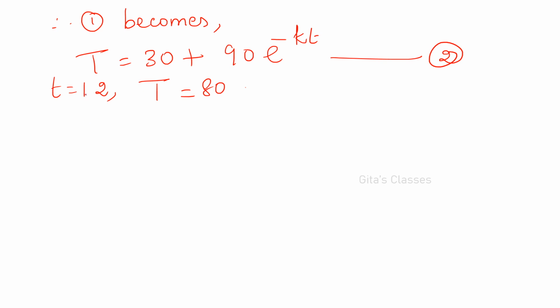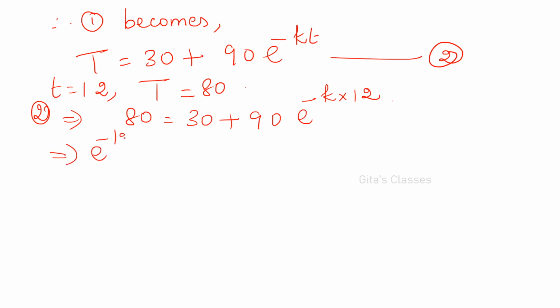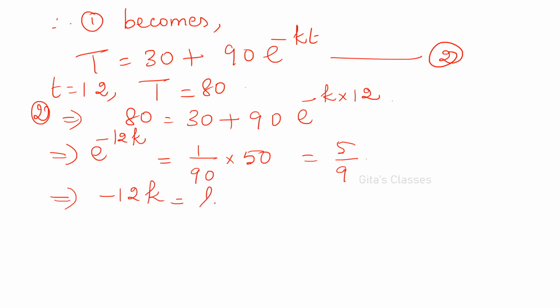So substituting in equation 2, 80 is equal to 30 plus 90 into e power minus k into 12, after 12 minutes, therefore t is equal to 12. That is, e power minus 12k is equal to 1 by 90 into 80 minus 30, that is 50, that is 5 by 9. That implies minus 12k is equal to, taking log on both sides, log of 5 by 9. Or you can say k is equal to 1 by 12 into log of 9 by 5.